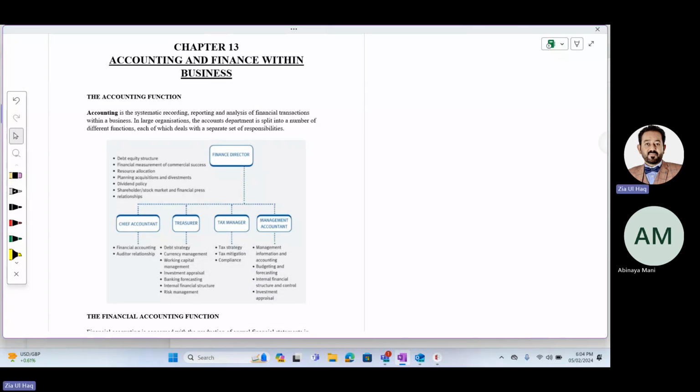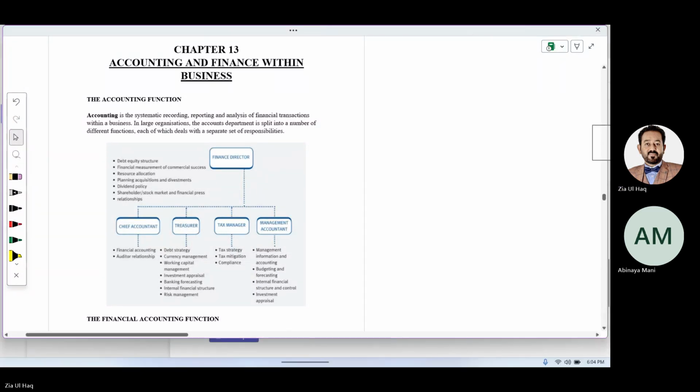We have covered till chapter 12. So let's discuss chapter 13. Chapters 13, 14, even 15 are linked with financial accounting as well. If you are taking financial accounting along with BT, these chapters will be easier for you. If you are not taking financial accounting, there will be a little bit of difficulty, but we will explain everything.